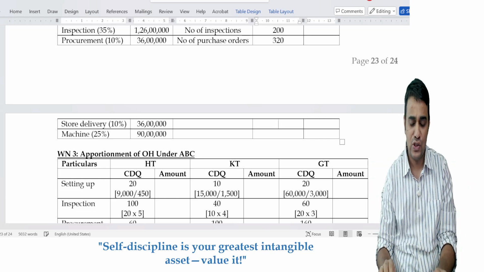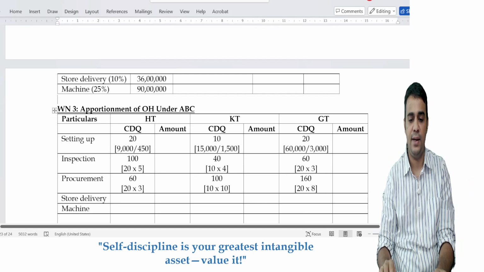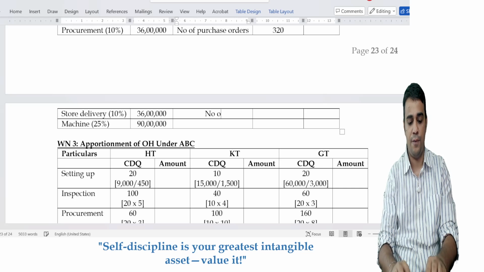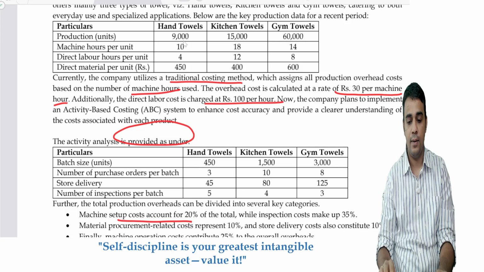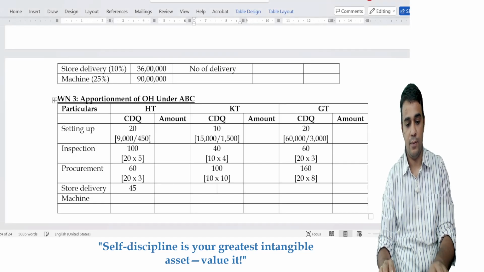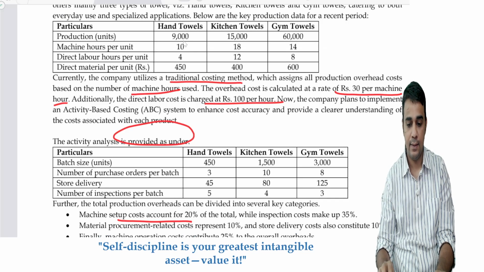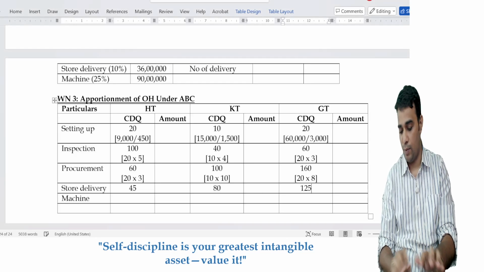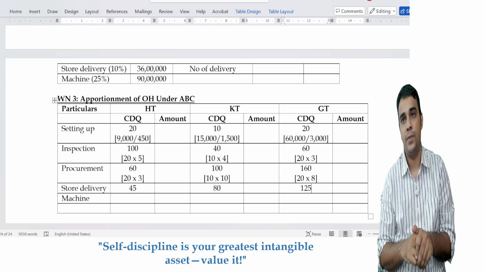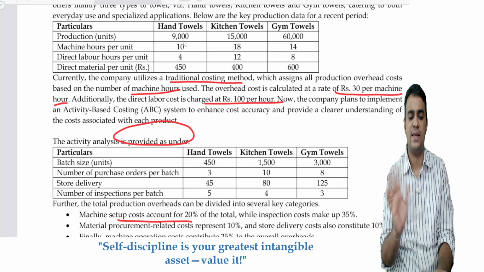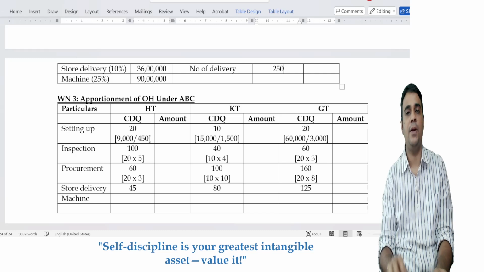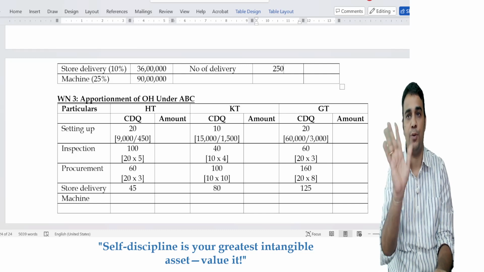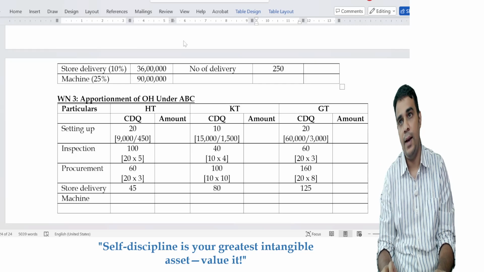Store delivery they've given directly. Number of deliveries given directly in the question: 45, 80, 125. Just normal total, that's all. They have not given per unit or per batch, nothing is given there. How much is the total? 250. I'm not doing the machine part. Machine part is machine hours. Individually, we have to write it and then put a total. Any doubts in this?